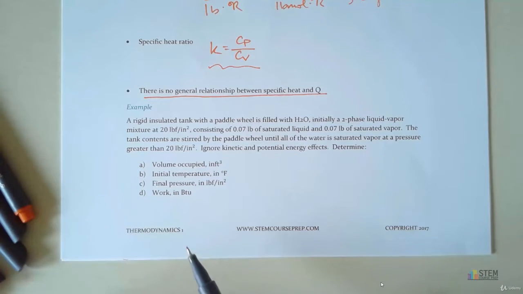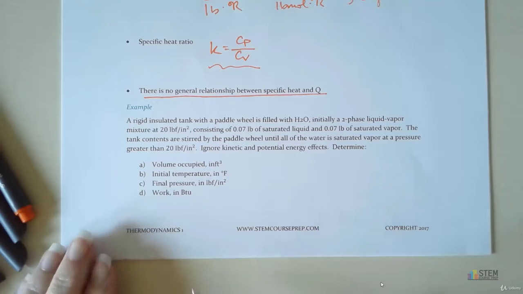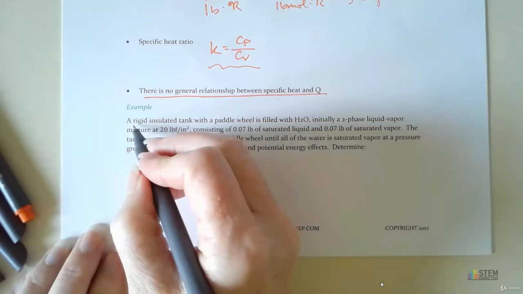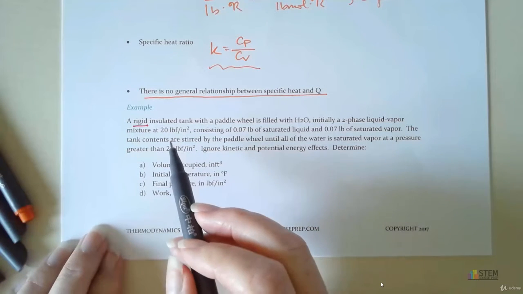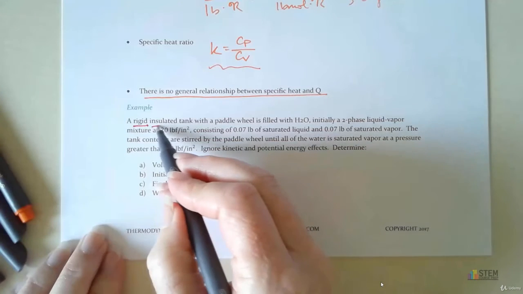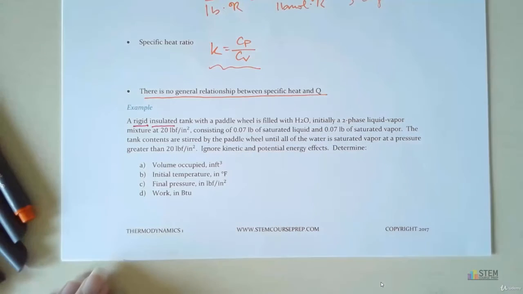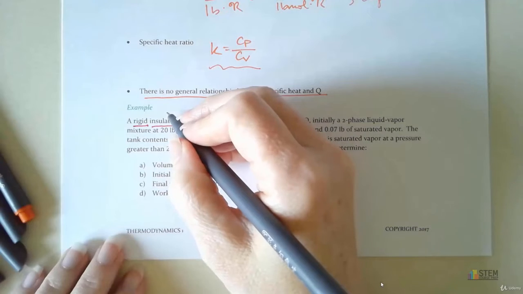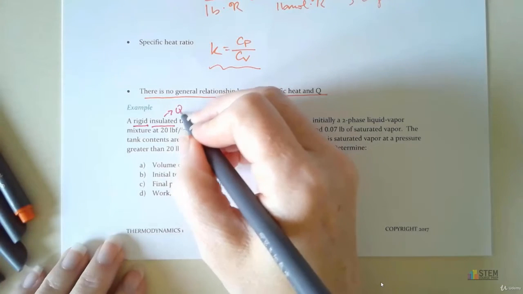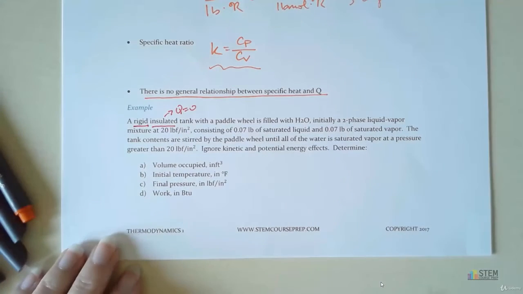Okay, so let's go through and make sure we've got all the keywords here. We've got the word rigid. If y'all remember from before, that means we can assume volume stays the same. We've got insulated. Usually if you see the word insulated, that means you can ignore any heat transfer from the surroundings. So that tells us Q is equal to 0.